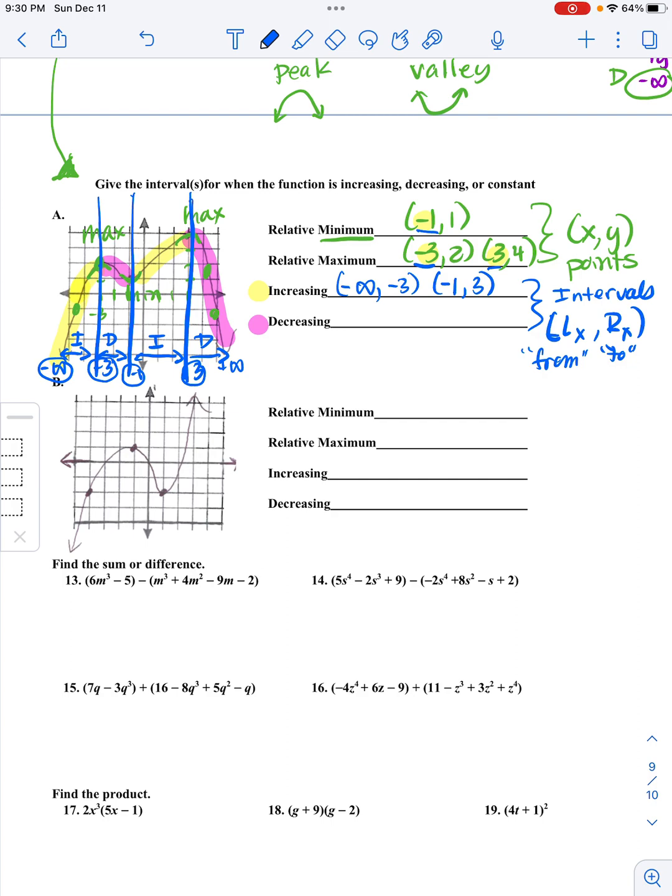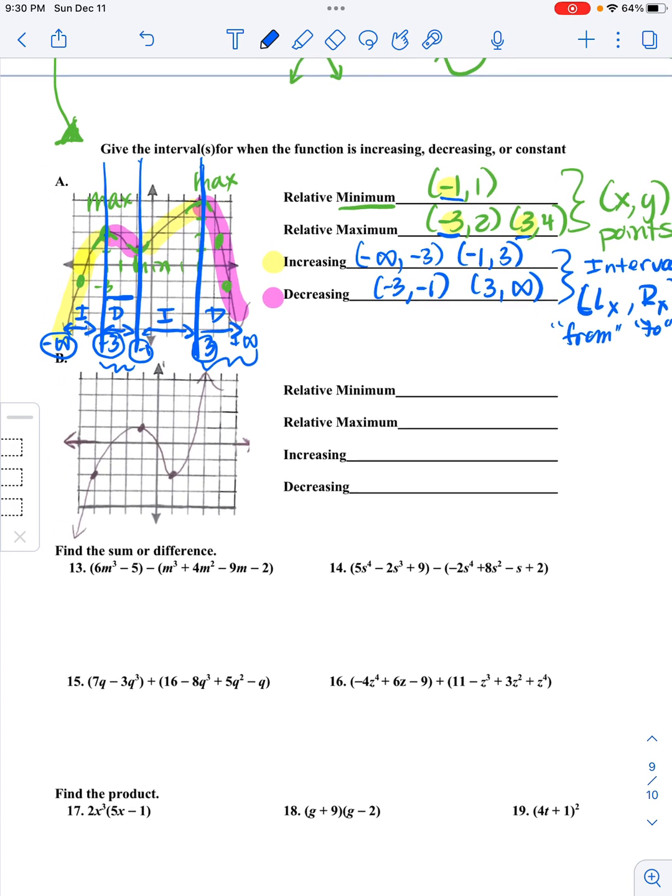Where is it decreasing? Well, in the 2 pink spots. So that's between here. So that's from -3 to -1. I'm just using these numbers. And then it's decreasing again from 3 to the right end. That is a tricky concept, and that is brand new. You've never done that before, so make sure that you get some help if you need help with that.